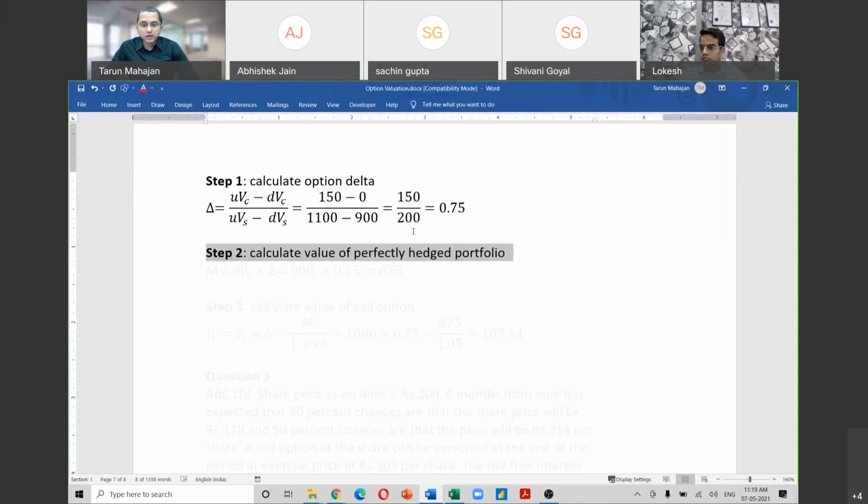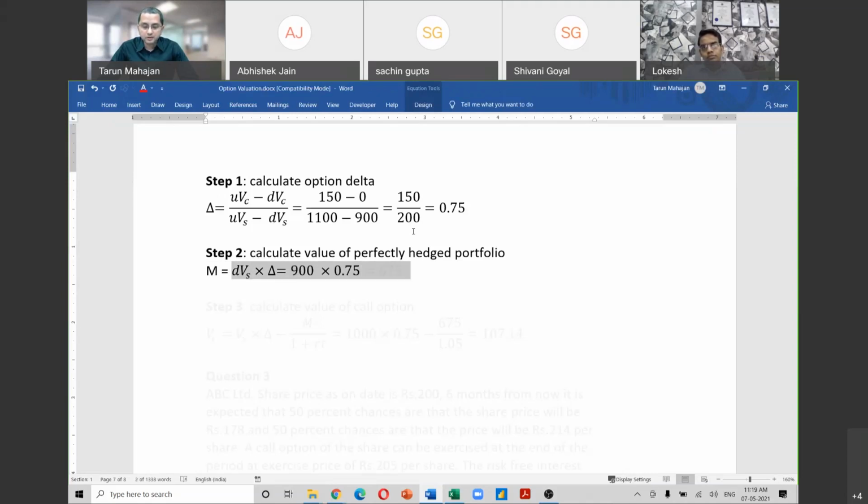So step 2 is to calculate the value of the perfectly hedged portfolio. There's a shortcut to calculate that value. Later I'll justify this also, don't worry. Maturity value of a perfectly hedged portfolio is the downside value of stock multiplied by delta. Your downside value of stock is 900, delta is 0.75. So the value of your perfectly hedged portfolio is 675. Derivation behind this formula I'll tell you later.